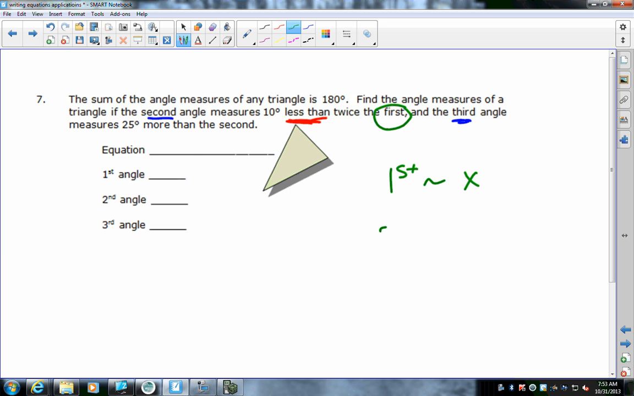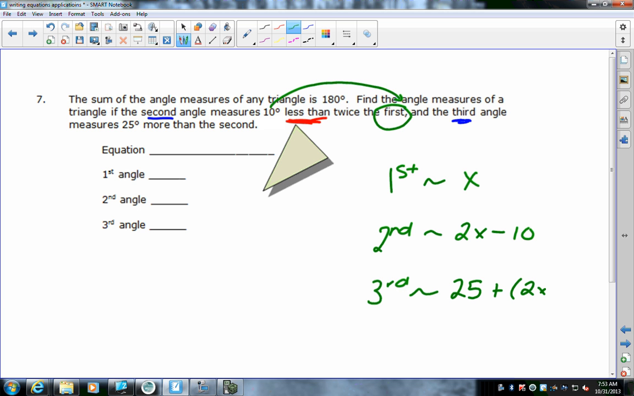The second angle measures 10 less than. Remember, that's got to go back here at the end. Twice the first, less 10. The third angle is 25 more than the second. 25 more than means plus, and the second angle is 2x minus 10.